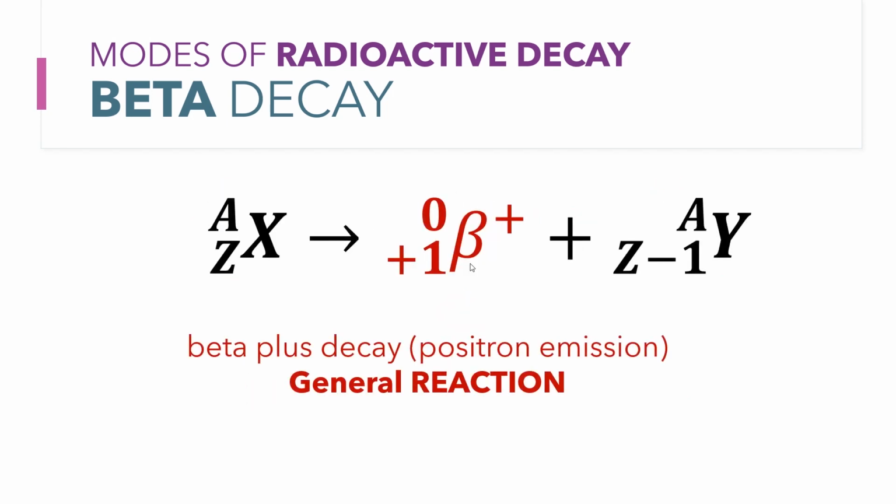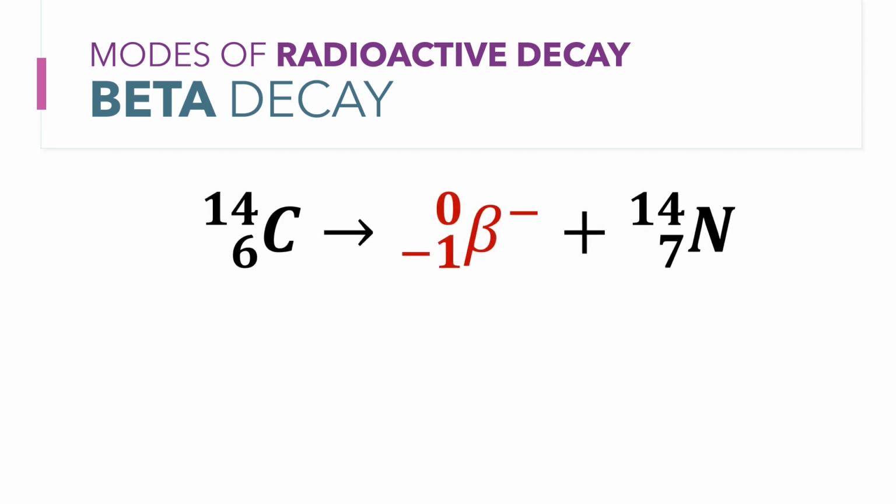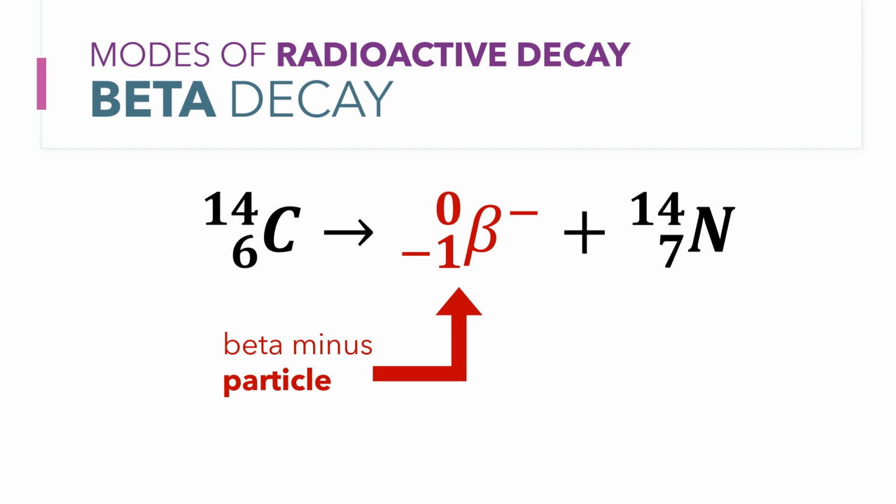So this is the general reaction for the beta plus decay. So magma-minus 1 dito sa part ng daughter nuclei. And we have the beta minus. This one is beta minus or beta minus particle or the electron. Beta minus particle.